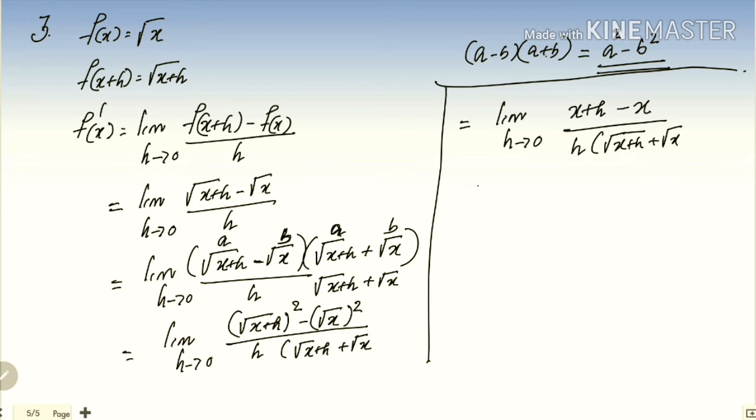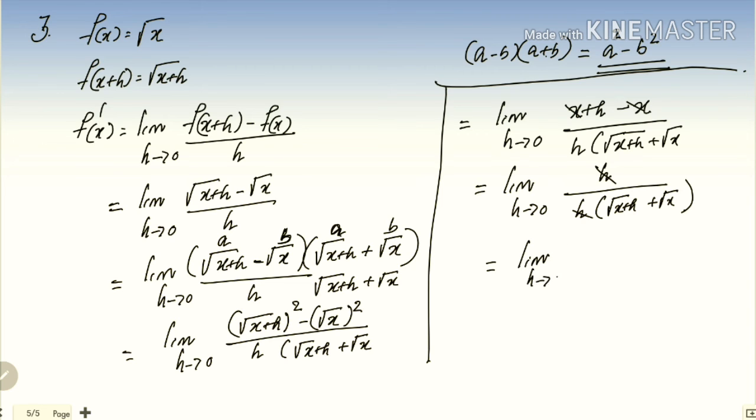Now it is going to be the limit as h tends to 0. What will happen? This x minus x is gone. What will you get? h will be there in the numerator and in the denominator also h. Then inside the bracket, square root of x plus h plus square root of x. See, then h also cancels. Then the limit as h tends to 0 of 1 divided by the square root of x plus h plus the square root of x.